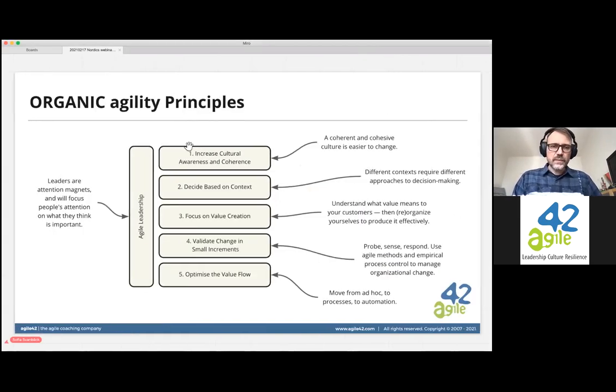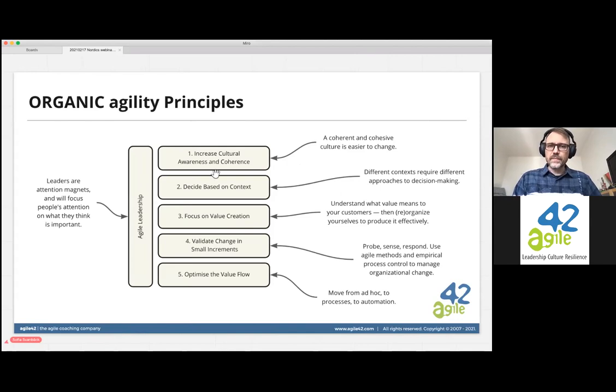So the principles that we are working on here is, first of all, we want to increase the cultural awareness and coherence. And the background there is that if people understand each other, if people are aware that the guys over in sales and the guys over in legal, they are a bit weird, yes, but they are people and they are our colleagues and so on. They do things a little bit differently. If people have that kind of understanding, it's easier to actually introduce change and get that organization to move a little bit or to change.